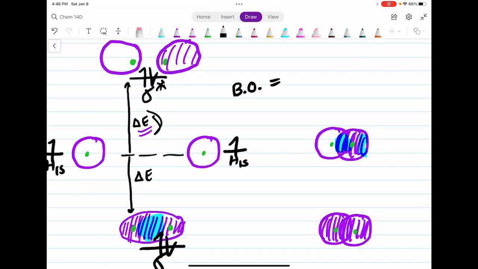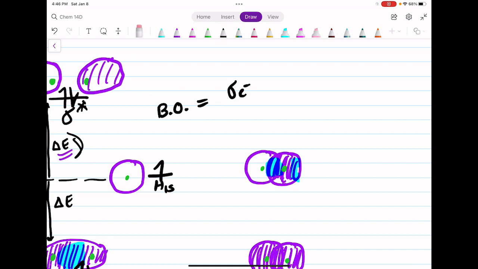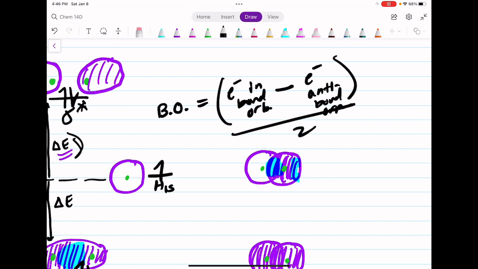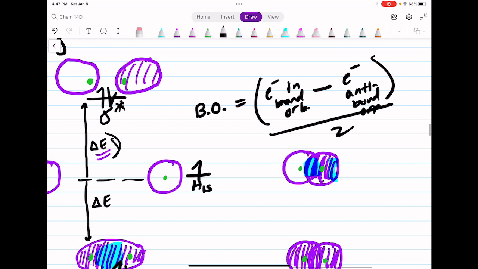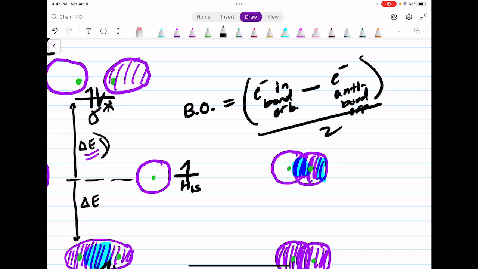So the bond order is calculated by doing the number of sigma electrons, so the number of electrons in the bonding orbitals. I guess it doesn't have to be a sigma bond. So let's just say electrons in bonding orbitals minus the electrons in anti-bonding orbitals, and then that divided by 2. It's divided by 2 because there are 2 electrons in a bond. And so if we're counting single electrons up here, and then we want to see what that amounts to as far as a bond, we divide it by 2.